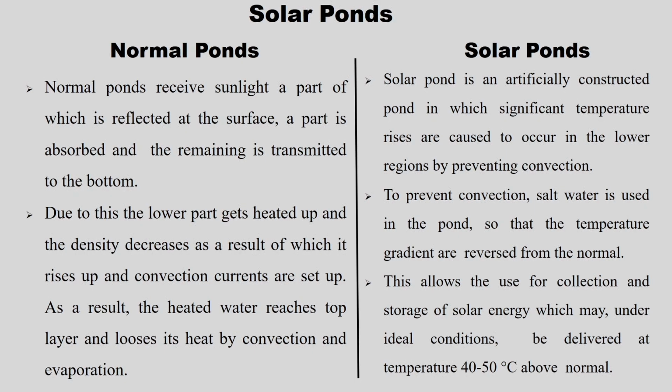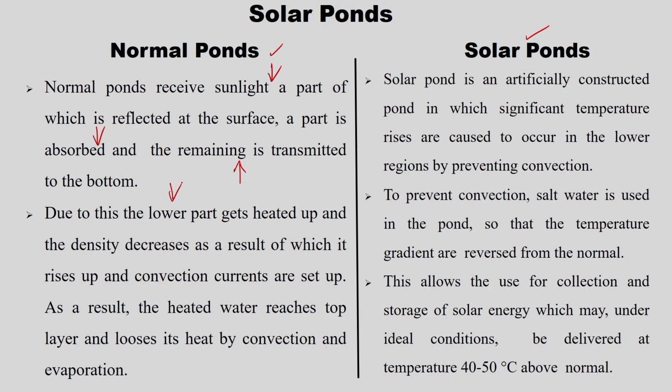Okay. In solar ponds, what is the difference between normal ponds and solar ponds? In normal ponds, we receive sunlight, a part of which is reflected at the surface, a part is absorbed and the remaining is transmitted to the bottom. So, this is what we have seen in a normal non-concentrating collector.